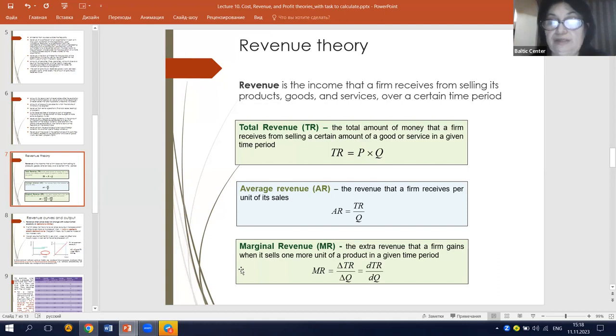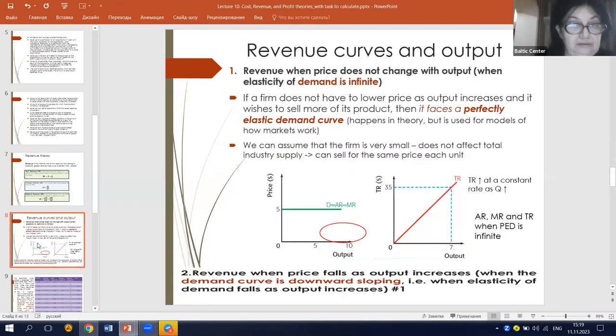So the marginal one is the extra revenue that the firm gains when it sells one more unit. Это предельное, да? Предельный доход. So sells one more unit of a product in a given time. So also you have the relation of change of total revenue to the change of quantity. So we have three formulas there. So we also look at, yes, the revenue curves, how they behave, yes, and I give you revenue curves and output.